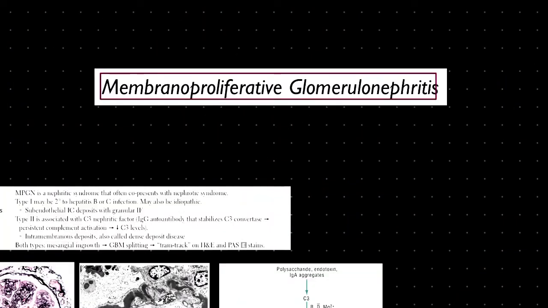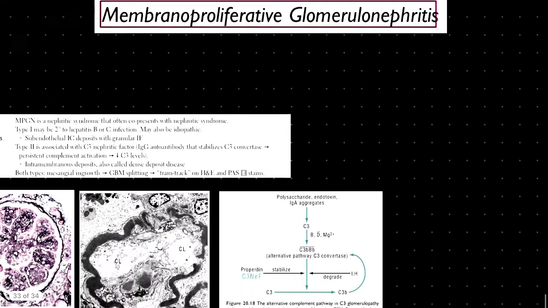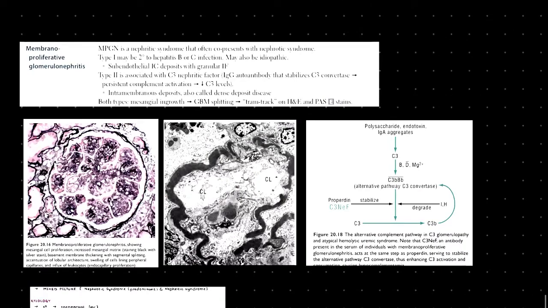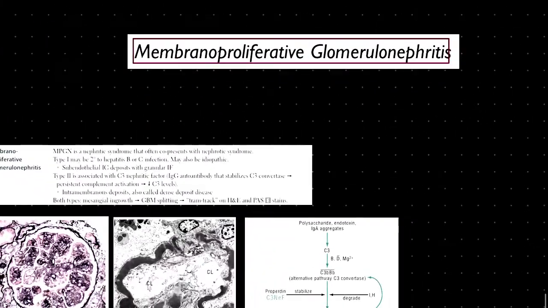So the topic of discussion that we are going to deal with is membranoproliferative glomerulonephritis. Under this topic we'll be going through the diagrams from Robbins, the content from our First Aid, and these notes. Okay, now this is what we will be going through.